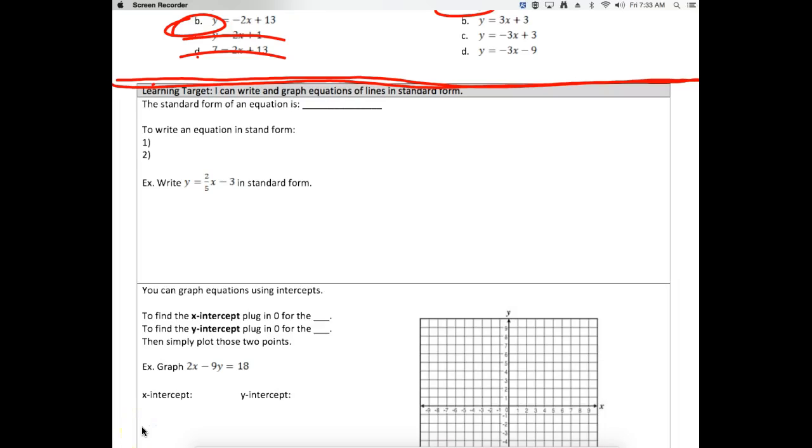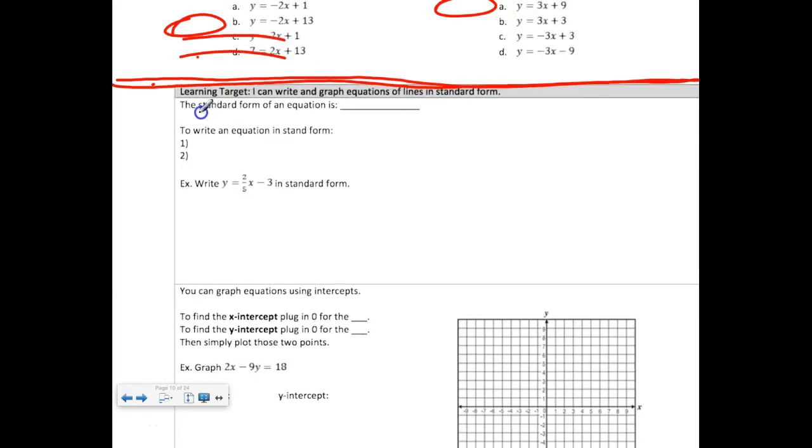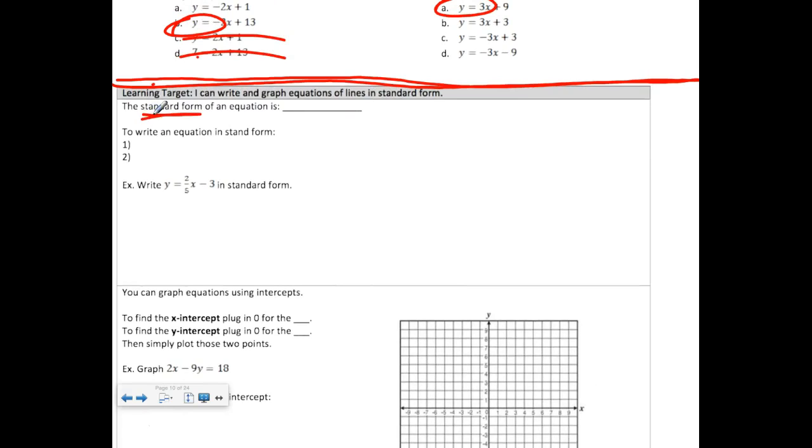All right, so this is day 2. We are going to start here where we're talking about our next linear equation. Our next one is our standard form, and a reminder, it's ax plus by equals c. Are you guys remembering that?